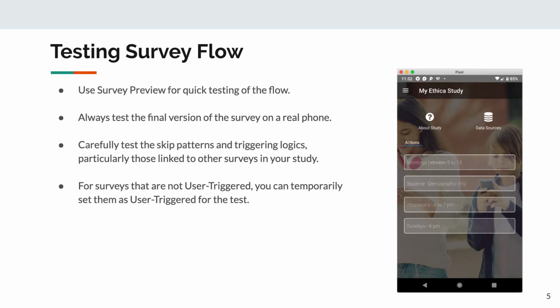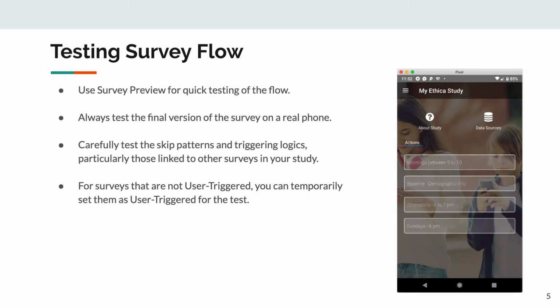But the tricky part is the surveys that are not user triggered. For example, you have a survey that's supposed to be prompted every week on Sunday afternoon, or when two beacons are in proximity, or a complex triggering logic like that. For testing that, the best practice is to set it to user trigger and test it, and when you're done with the flow, remove that triggering logic.